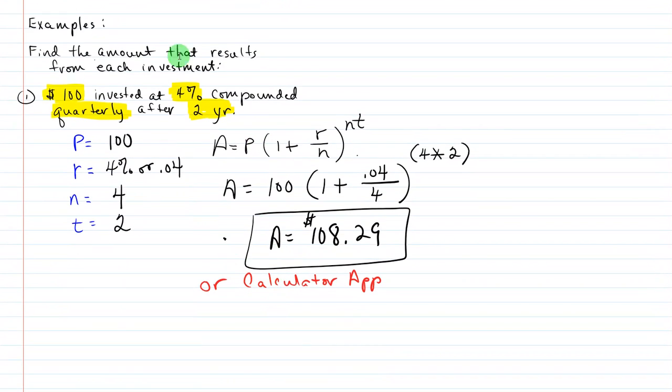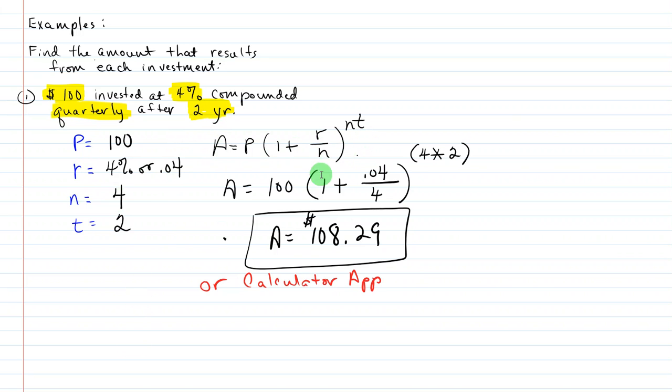So let's look here. Find the amount that results from each investment. You have $100, you're investing at 4% compounded quarterly after 2 years. So I like to write down what I'm talking about. P is $100. That's how much I'm putting in. R is 4% or 0.04. You're compounding quarterly, so that means N will be 4. 4 times a year you're going to do this. And time is 2.